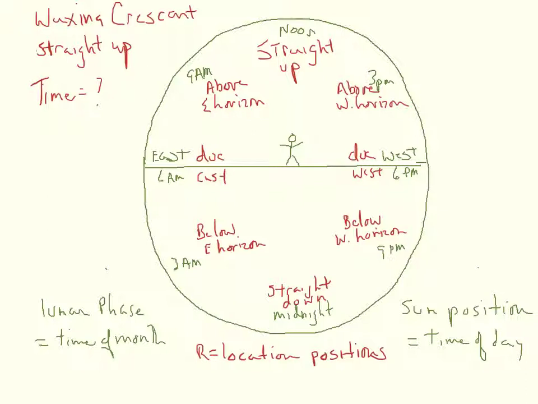So, interesting problem. I've got about 4 different slides here for you on this. I'm going to give you 2 pieces of information and ask you for a third. So if we have a waxing crescent moon and it's straight up in the sky, so in this case I've got the moon up here. So here's the moon straight up in the sky. I'm asking, what time is it?